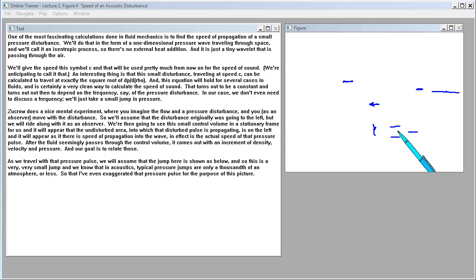As we travel with that pressure pulse, we will assume that the jump here is shown as below. And so this is a very, very small jump, and we know that in acoustics, typical pressure jumps are only 1,000th of an atmosphere or less, so I've even exaggerated that pressure pulse for the purpose of this picture.